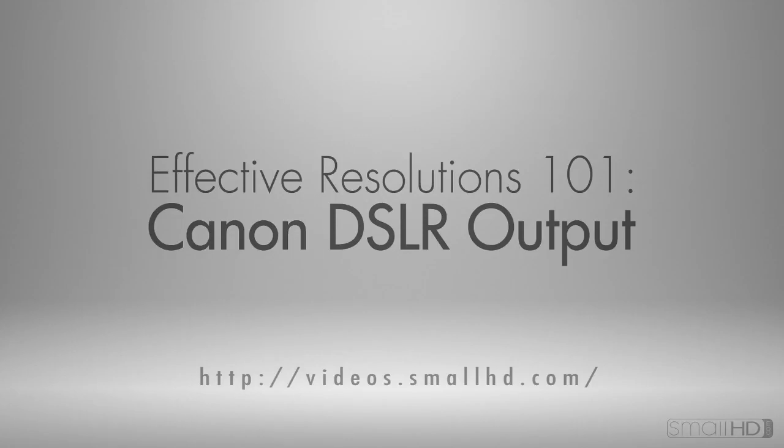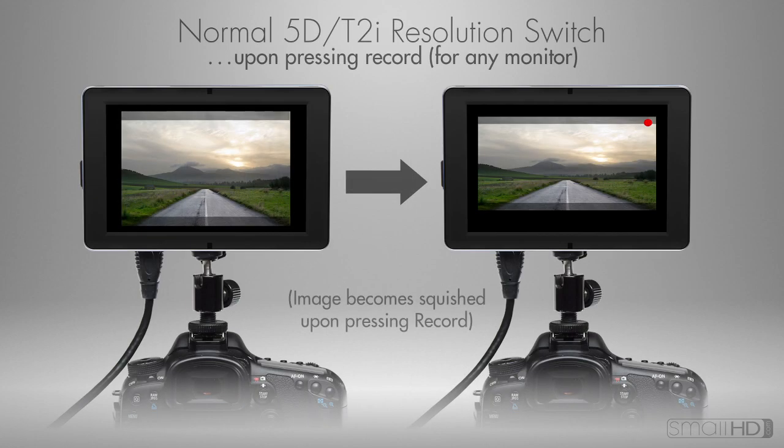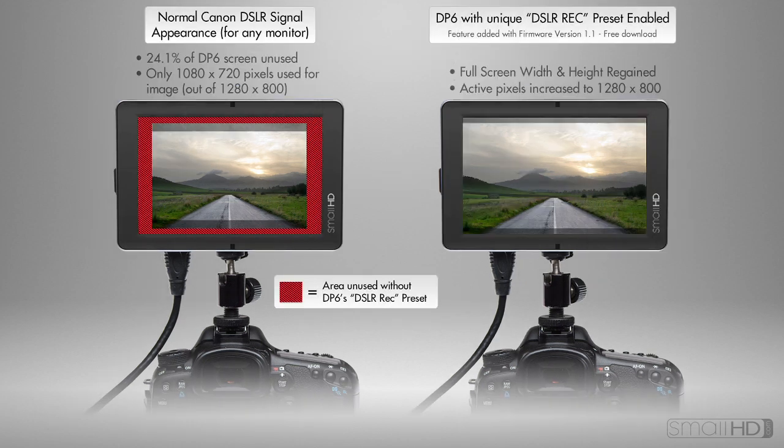Today we're going to do a quick demo on some of the problems you'll face when using an external monitor with a Canon DSLR, and also show you SmallHD's exclusive solutions to these issues. Primarily, we'll be talking about effective pixels. This is a pretty important subject, as you always want to get the most resolution and viewing area out of any display.